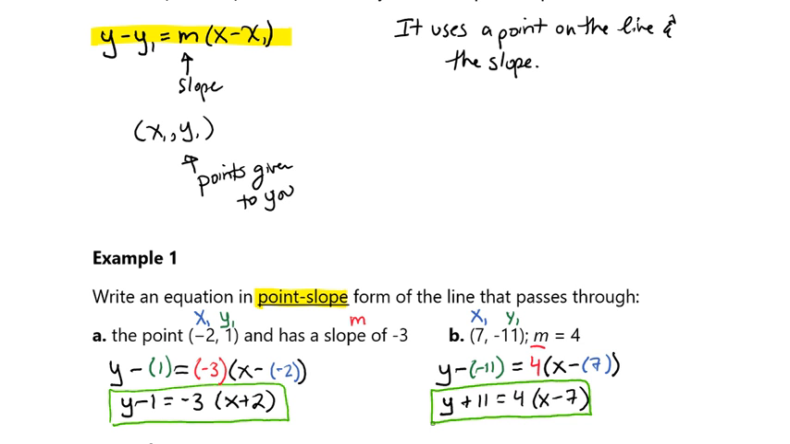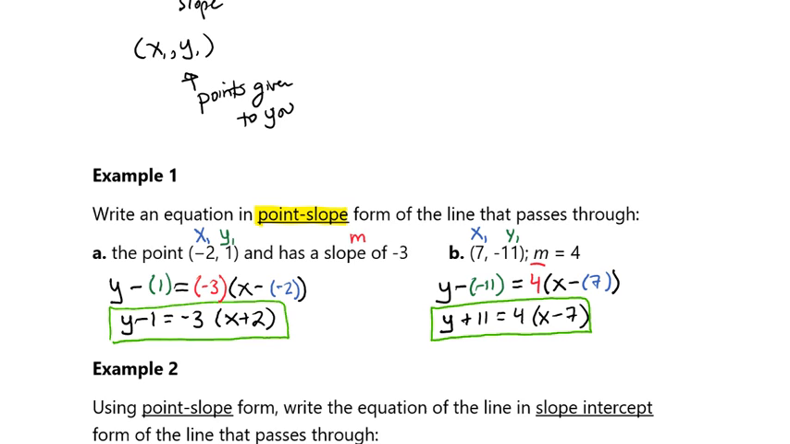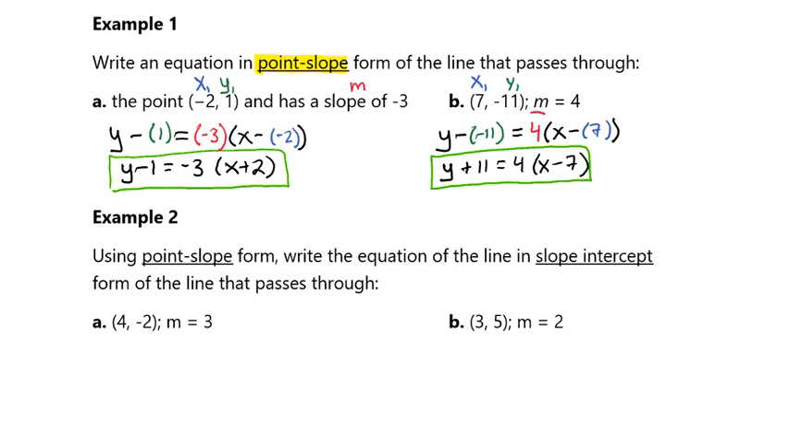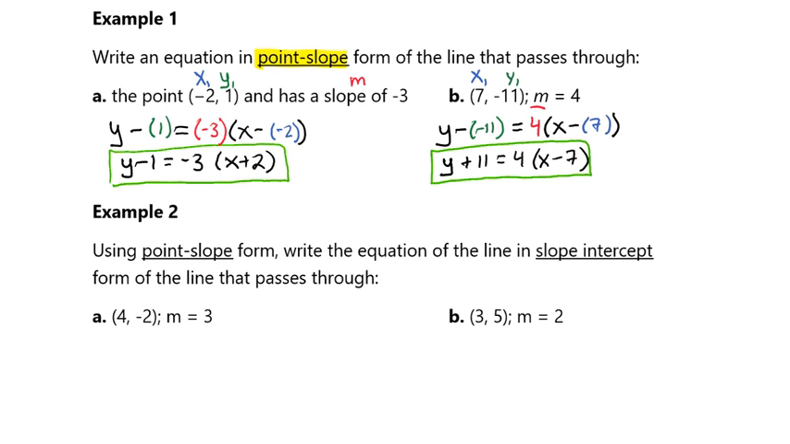Well, what happens if it asks you to go a little bit farther? So we're going to do one of those too. So what if it wants you to use point-slope form to write the equation in slope-intercept form? So we have to get it all the way down. Remember that slope-intercept form is y equals mx plus b. So we're going to have to actually multiply stuff out on this one. All right, let's give this a try. It gave us a point of 4, -2. So our x1 is 4, our y1 is -2, and our m is 3.